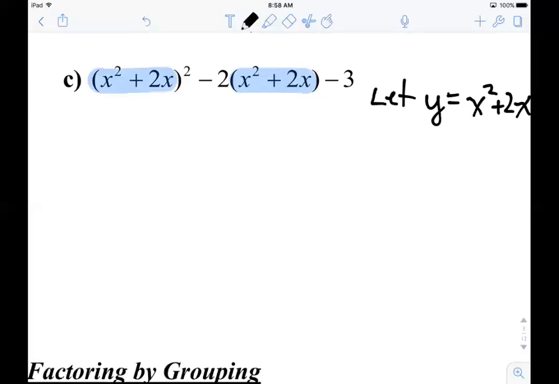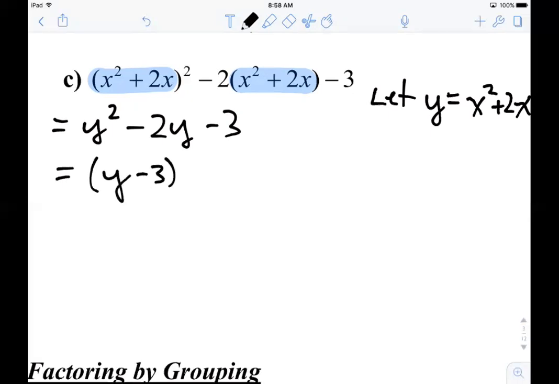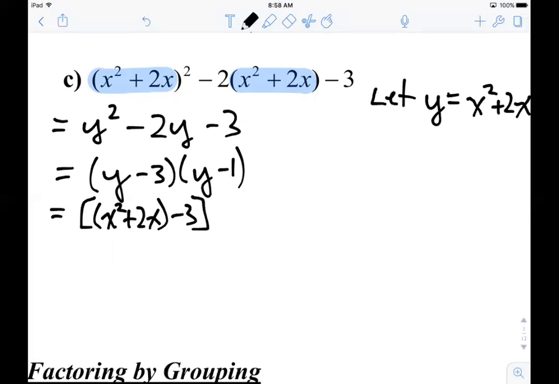So how does this expression look now? Well, suddenly it becomes y squared minus 2y minus 3. If we take a minute and factor that using the skills from before, well, that could factor into y minus 3 and y minus 1. That would work. From there, I need to substitute back in. This is where I'll use square brackets to help me. So x squared plus 2x gets subbed back in, but I still have a minus 3 in that original bracket. x squared plus 2x gets subbed in over here, and I still have a minus 1 inside this bracket as well. So overall, what does that mean?